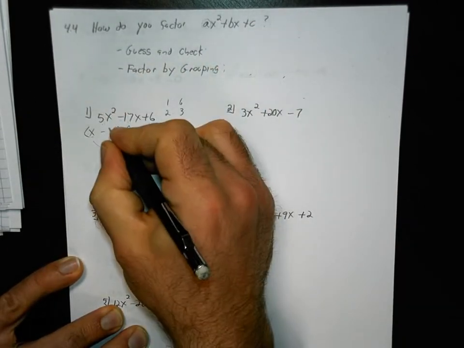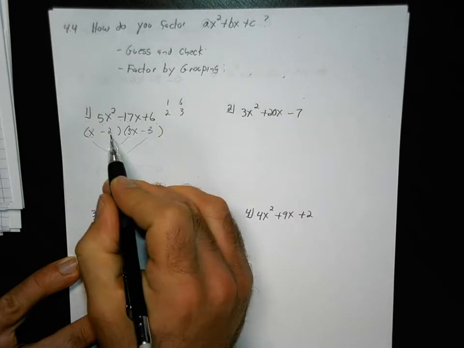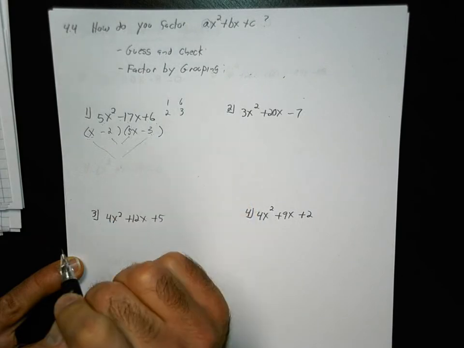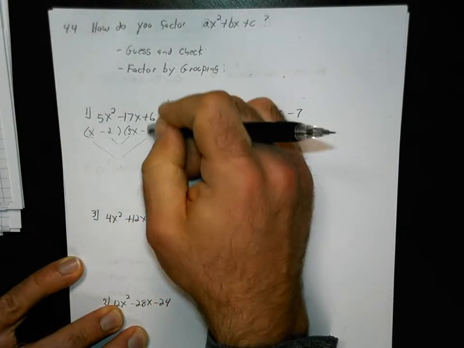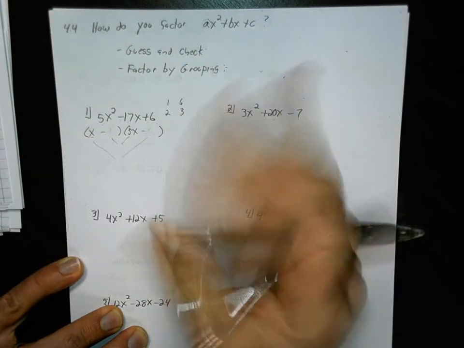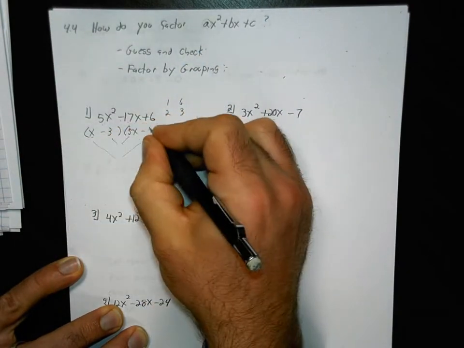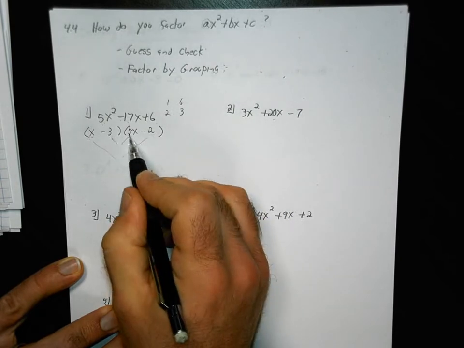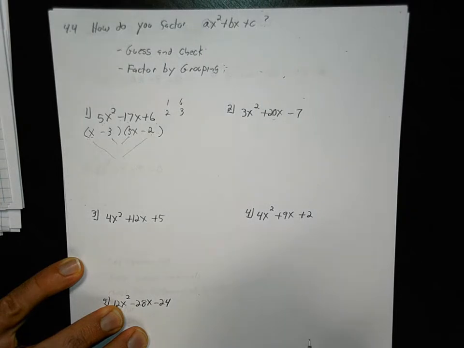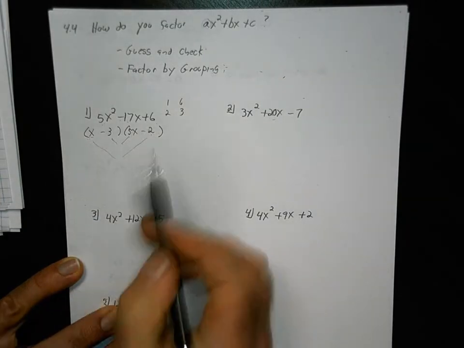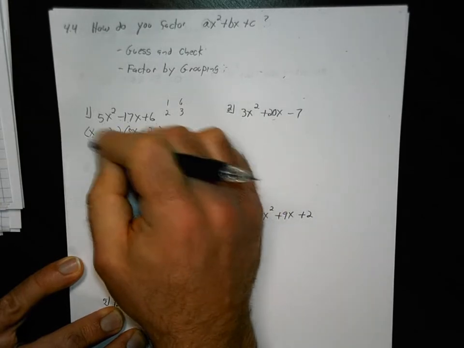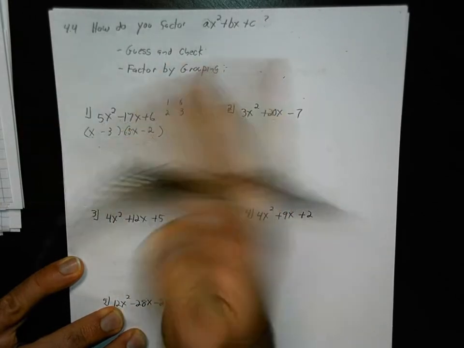Let's try the 2 and the 3. This gives me a -10x, and this gives me a -3x. That's -13. That doesn't work. So, switch them again. Put the 3 over here, and the 2 here. -15 and a -2 adds up to -17. So that's the one that's going to work, and you can multiply it out just to check. Okay? So that's guess and check.